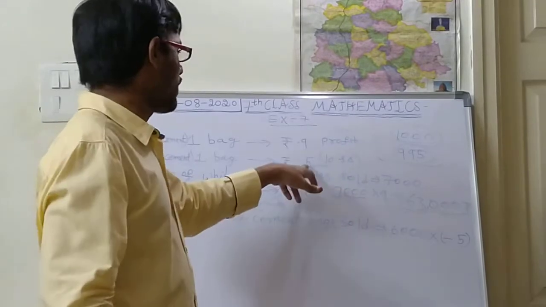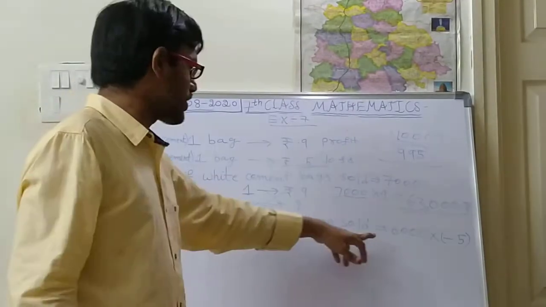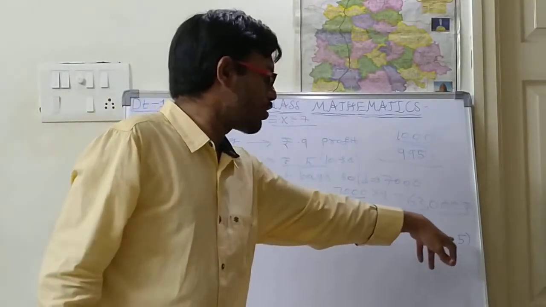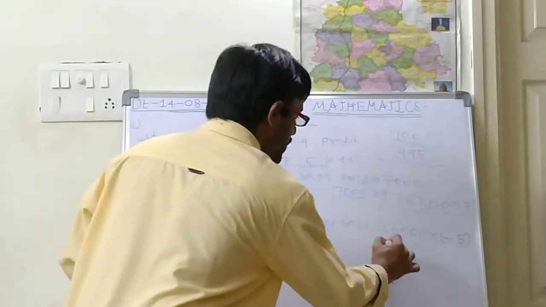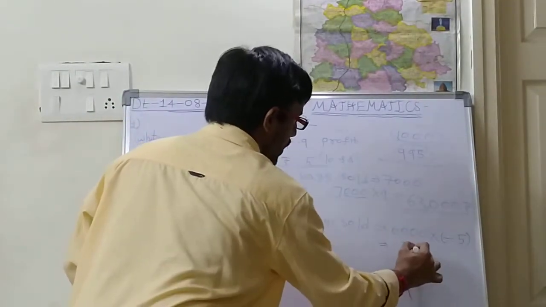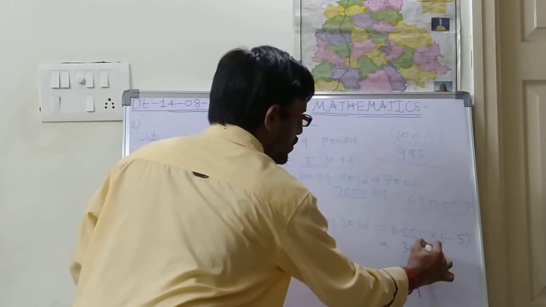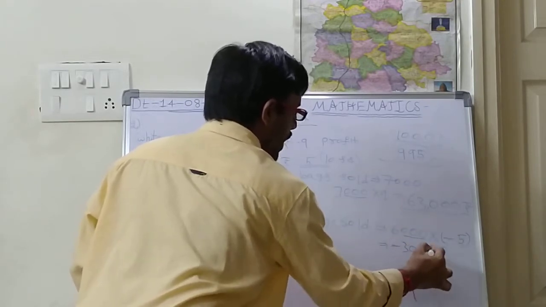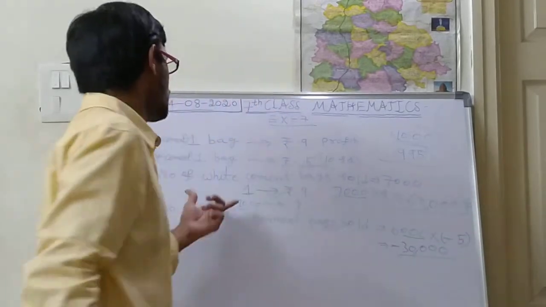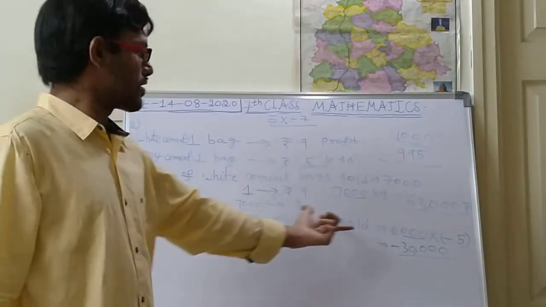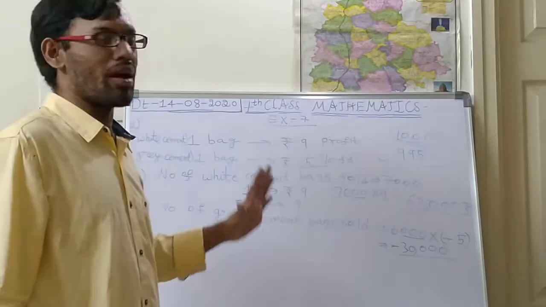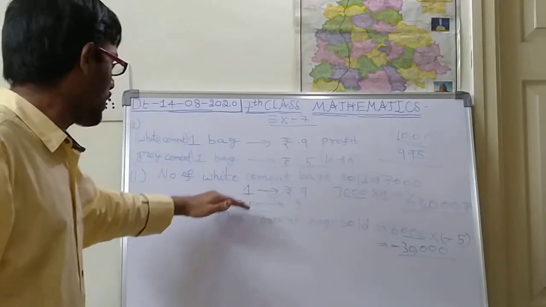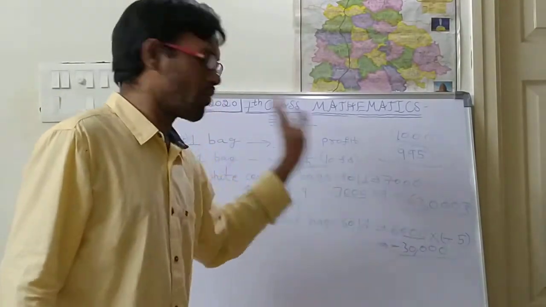So for each bag, 5 rupees loss. So for 6,000 bags, 6,000 into minus 5. So what is the answer here? 6 5s are 30, so three zeros: 0 0 0. Now plus into minus, so minus 30,000 is the loss for these 6,000 grey cement bags. So this is about how loss and profit.